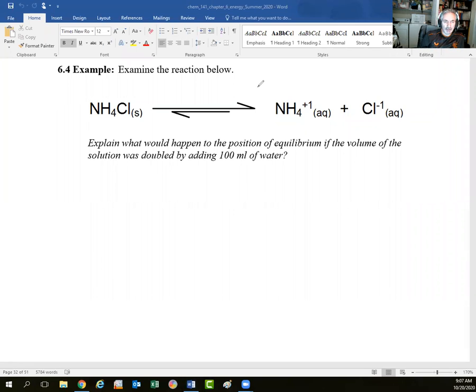So explain what would happen to the position of equilibrium if the volume of the solution was doubled by the operator. So we've got ammonium chloride, a solid, which decomposes to give ammonium and chloride ions in solution, aqueous. So ammonium and chloride ions are part of the solution, while the ammonium chloride is not. So increasing the water, doubling that water concentration, will halve the concentration of these ions.